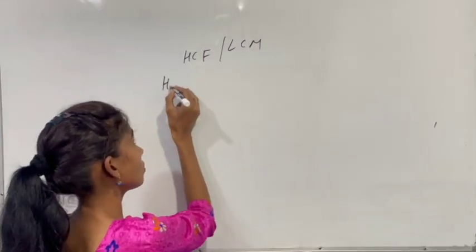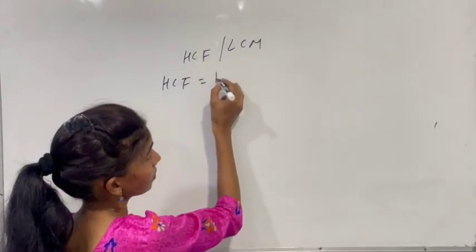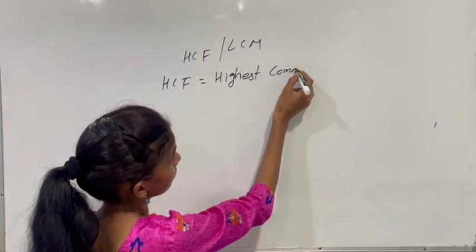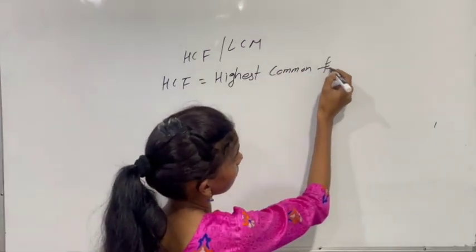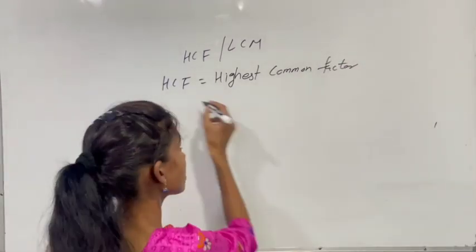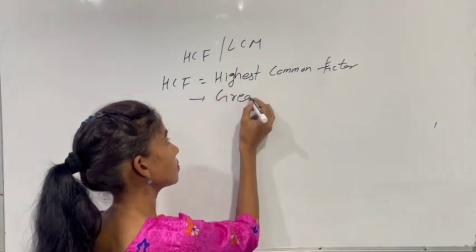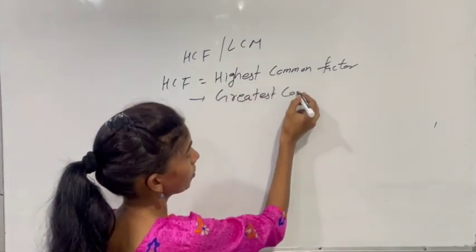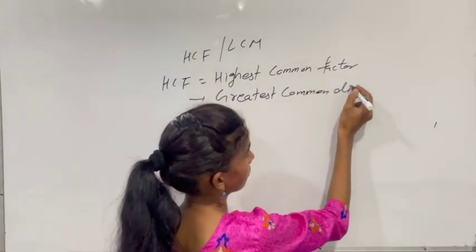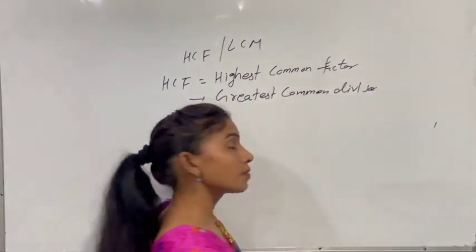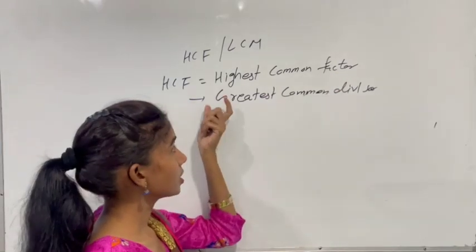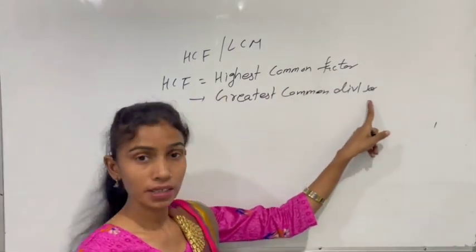Firstly, we have studied about HCF. HCF is highest common factor, and the other name of HCF is greatest common divisor. So first, HCF is highest common factor, and next other name of HCF is greatest common divisor.